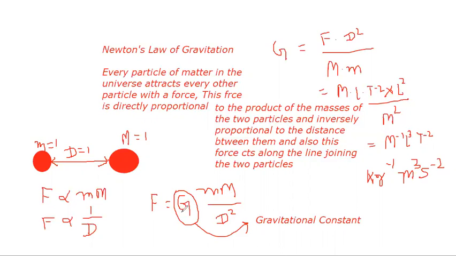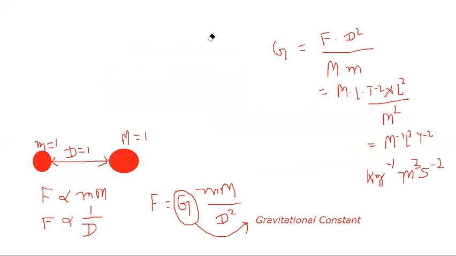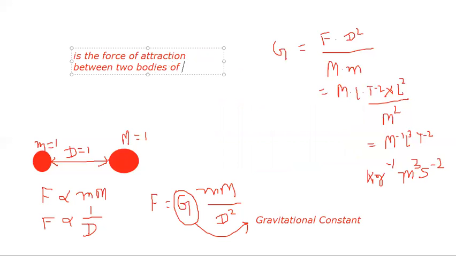So we can write that the gravitational constant is the force of attraction between two bodies of unit mass separated by a unit distance.